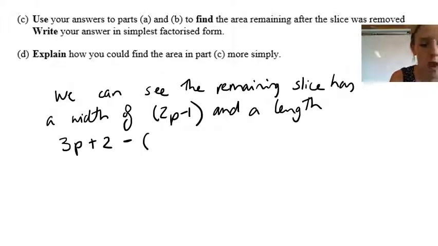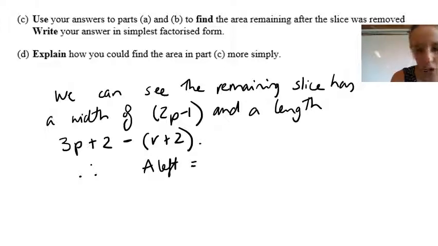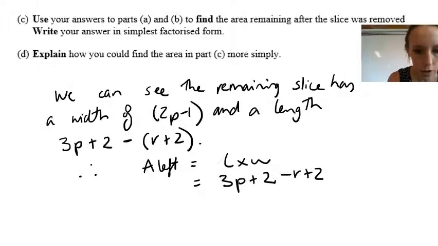So we had to take the length of the brownie, which was r plus 2. So now I know my width is 2p take 1, and my length is going to be 3p plus 2 take r plus 2. So we can actually solve from there. Therefore, the area left is actually the length times the width, and the length is 3p plus 2 take r plus 2, and the width is 2p take 1.